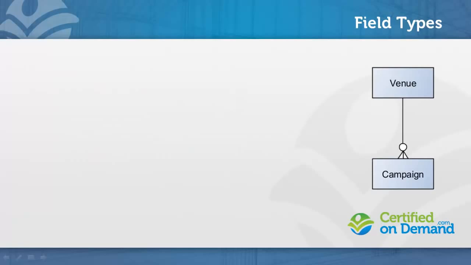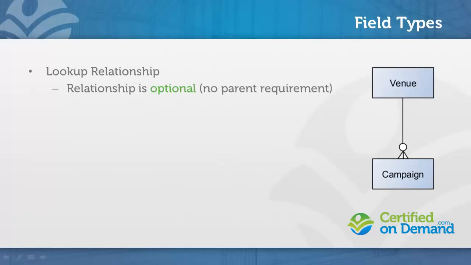Now let's talk about the venue and campaign example. For this scenario, I would use a lookup relationship. And the lookup relationship is optional, so not all campaigns will necessarily be associated with a venue. There is no impact on record level security. So if a user can view a campaign record, that doesn't necessarily mean that they can view the venue and the associated details with that venue.